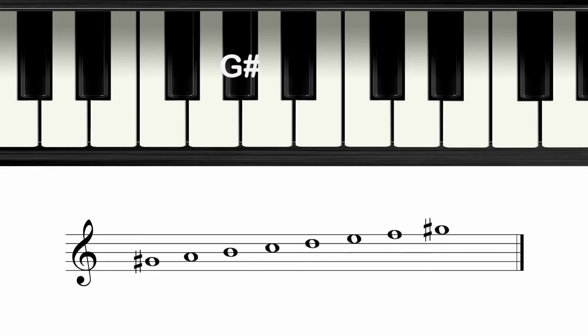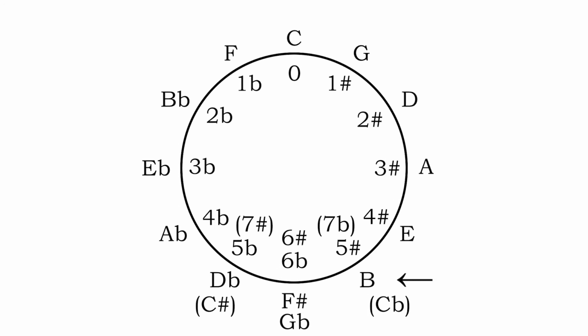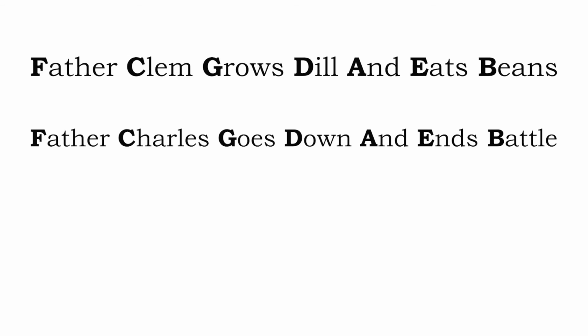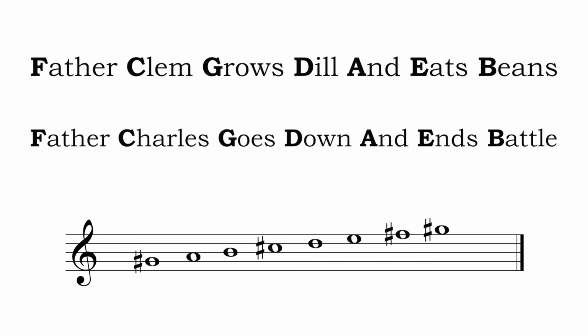How about G sharp minor? Go up 3 half steps from the note G sharp to the note B. B major has 5 sharps. So add the sharps to G sharp minor. Remember the order of sharps? Remember to use one of the helpful phrases. F sharp, C sharp, G sharp, which is already there, D sharp, and A sharp.